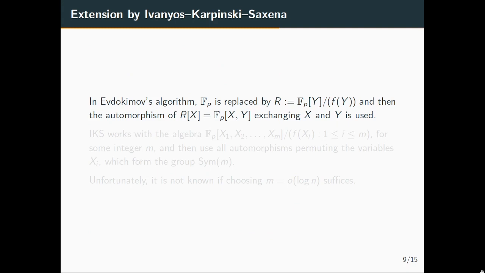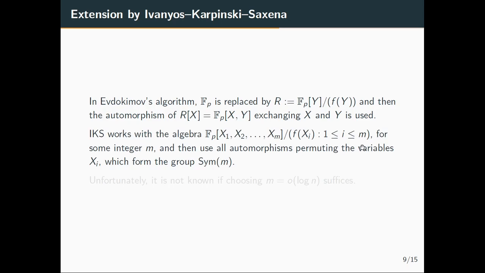I also want to mention one extension of Evdokimov's algorithm by Ivanyos-Karpinski-Saxena, or IKS. So in Evdokimov's algorithm, each time we introduce a new variable and then we use the automorphism that exchanges two variables. The idea of IKS is that instead of introducing variables one by one, we introduce all of them simultaneously. Say we have m variables, then we use the whole group of automorphisms permuting these m variables. And this group is the symmetric group of degree m.